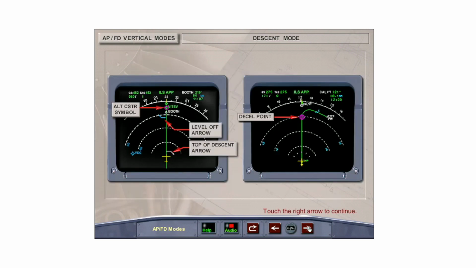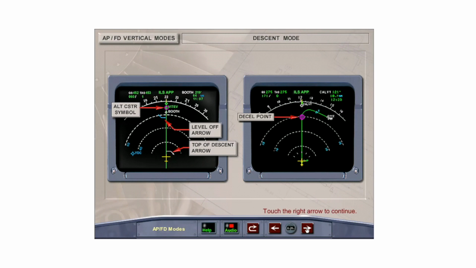The descent profile is computed from cruise level down to the decel point, where deceleration begins to reach minimum approach speed, or VAPP, at 1,000 feet above touchdown, and includes any speed and/or altitude constraints. The nav displays display a top of descent arrow where the FMGC calculates the top of descent point to be, and a level off arrow where the FMGC calculates the aircraft will level off.